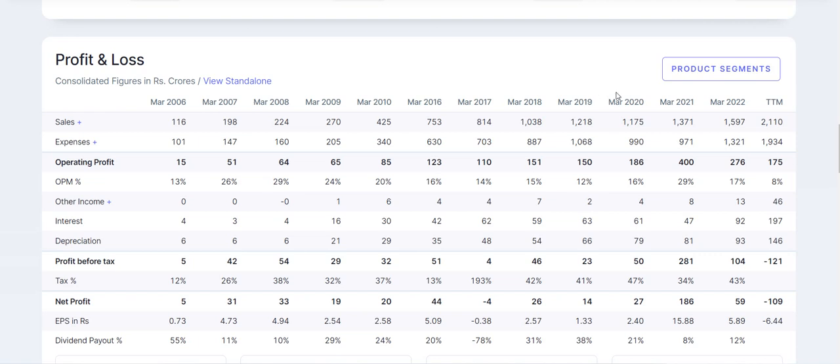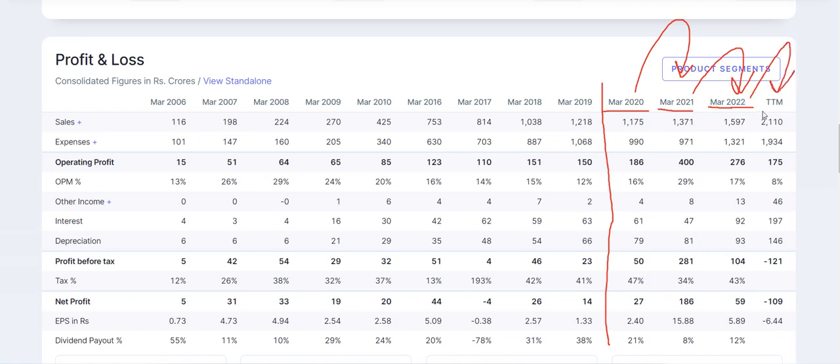Coming to the annual performance, we're doing the comparison of the last 4 years of the company. It is March 2020. We're doing the comparison with March 2021, then with March 2022, then till today's month, that is the running year. Coming to the sales figure, it is 1,175 crore rupees. From that it increased to 1,371 crore rupees. Further, in March, it increased to 1,597 crore rupees. And in the running year, it increased to 2,110 crore rupees. So we'll mark it on the positive side only because sales is increasing on every year basis.